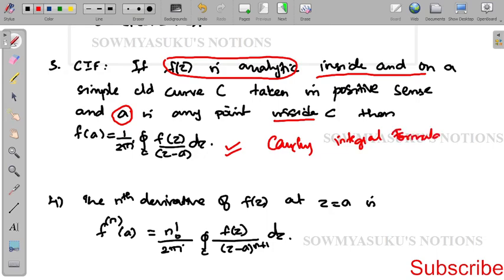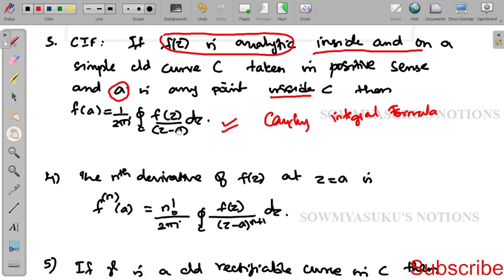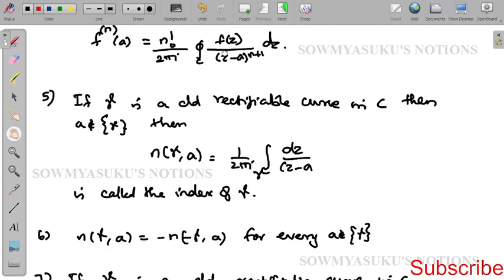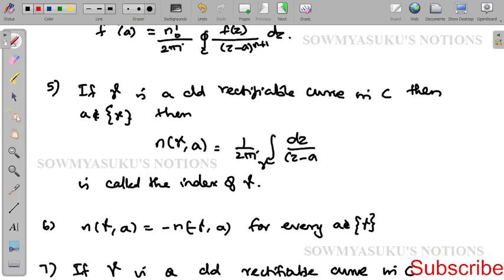Then the fourth one, the extension of Cauchy's integral formula, that is the nth derivative of f(z). The nth derivative of f(z) at z equal to A, f n dash of A, is equal to n factorial divided by 2 pi i times the integral over C of f(z) divided by (z minus A) to the power n plus 1 dz.